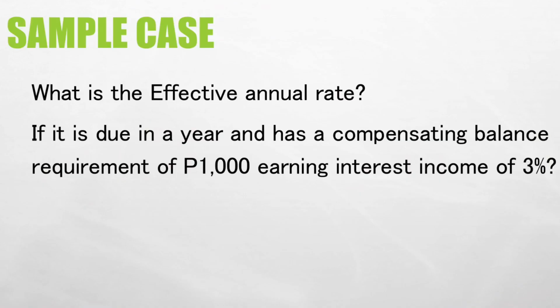Same case, next assumption. What is the effective annual rate if it is due in a year and has a compensating balance requirement of 1,000 pesos, earning interest income of 3%? In this case, we are going to have an interest income as a result of putting the amount of funds to the compensating balance. What we need to do here is to simply offset the interest income that will be earned from the compensating balance from the amount of interest expense.